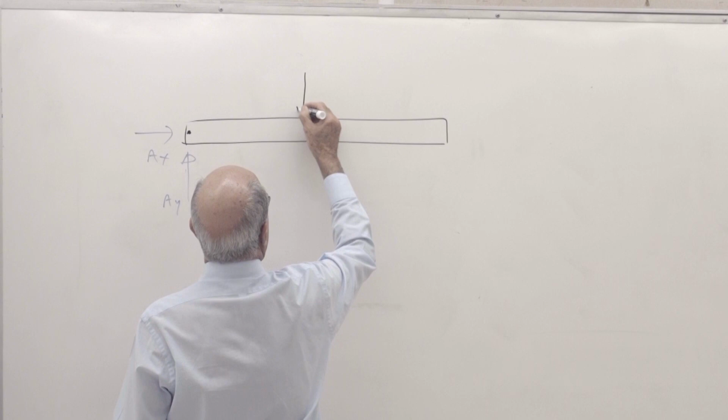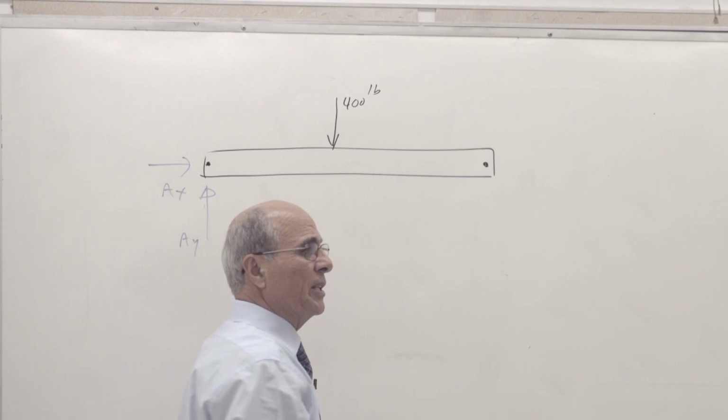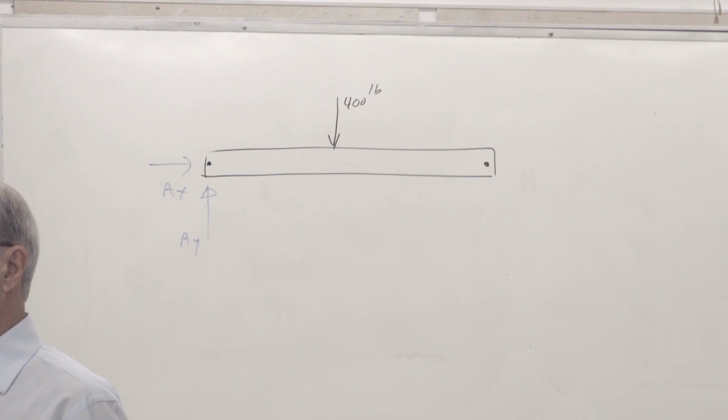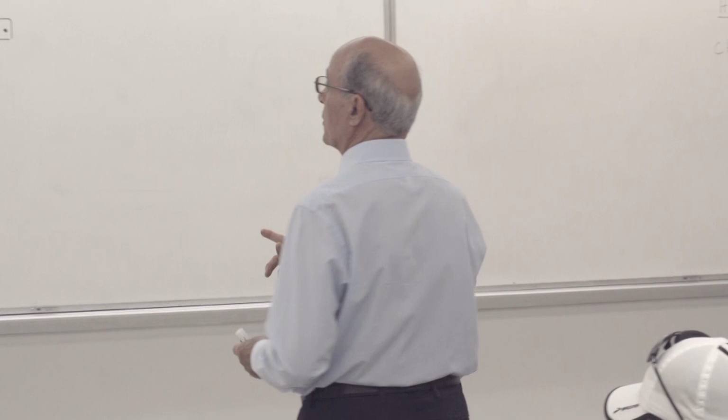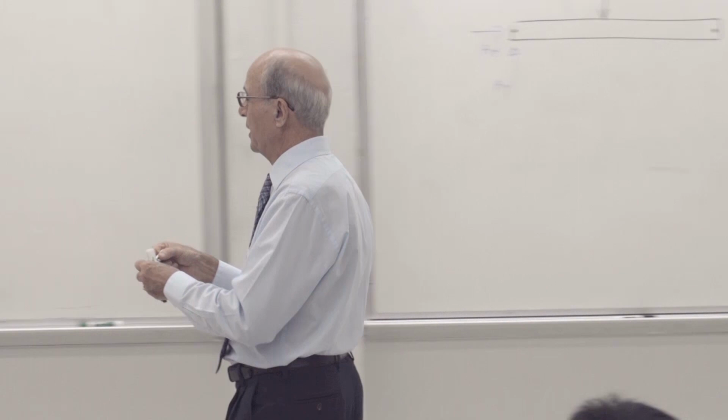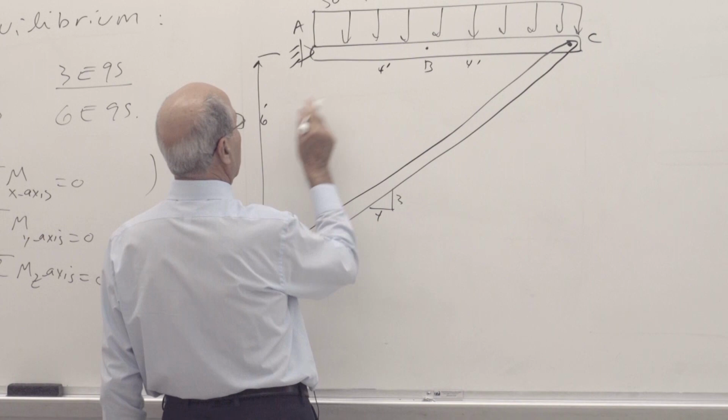Now we come to this point. That point seems to be a pin. It is CX and CY. However, looking at member CD, it is a two-force member, so the force should be in the direction of CD, so I should not put two forces there. I should put one force in the direction of CD, which has a slope of 4 run, 3 rise, because 8 and 6 is the same. Is that correct or not?